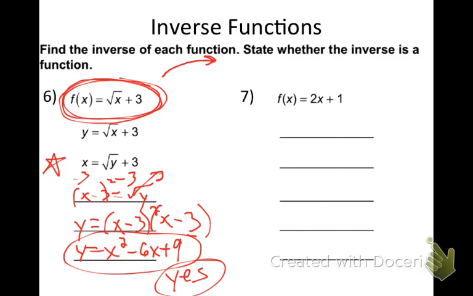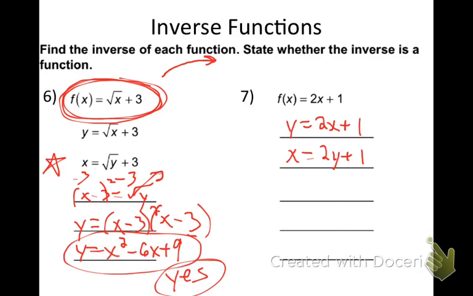Number 7. f of x equals 2x plus 1. f of x is fancy for what, Marisol? y. So I have y equals 2x plus 1. What do I need to do next here, Kelly? So I have x equals 2y plus 1. Now I need to solve for y. What would I do first to solve for y, Jersey?